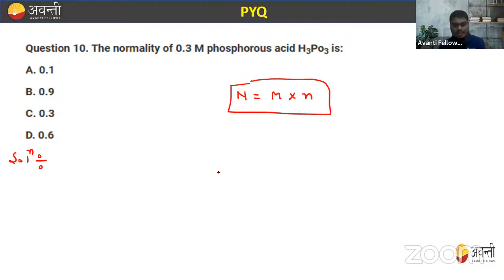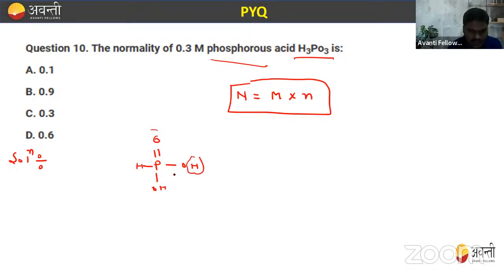The molarity is given. So we know that here the formula is phosphorus acid, that is H3PO3. So let me draw the diagram for this. That is P double bond O. Right. And how many O we have? Two O. So we have the two OH and one H. So how many replaceable hydrogen is there? That is one and that is two. So only two replaceable hydrogen is there. So N factor is equal to two.